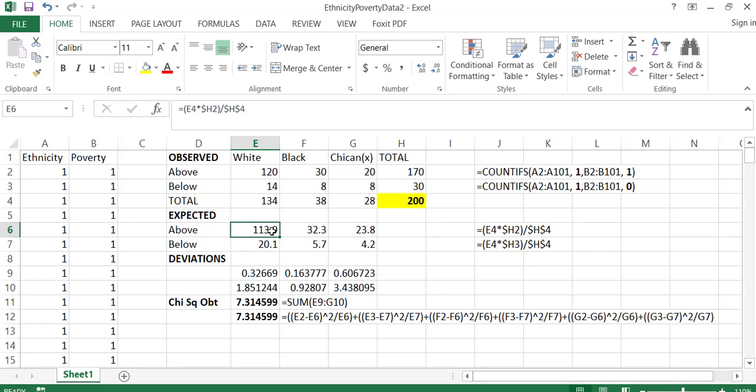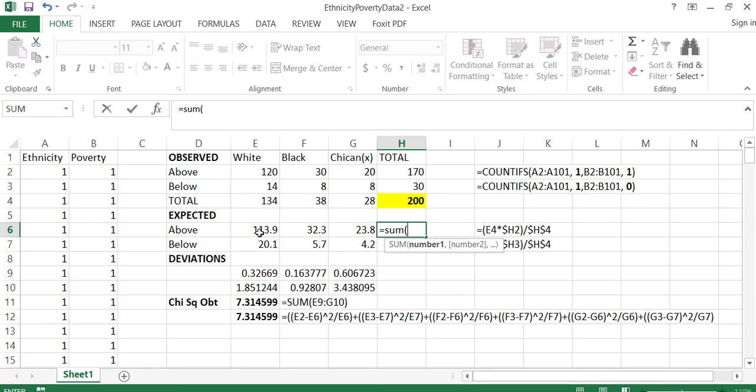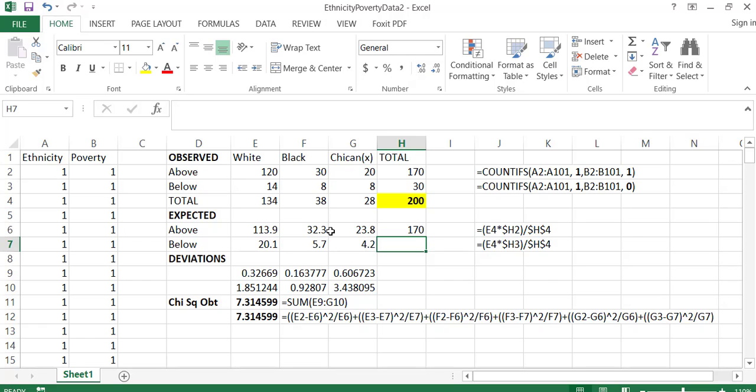Now, the nice thing about copying my code is all of this stays the same. I'm still interested in the row total for above times white divided by the total number of people. All those are in the same place. If I wanted to double check that, the total for this row should still be 170. They've just been distributed differently. So if the 170 people were distributed proportional to the total number of white, total number of black, total number of Chicano, right? This is how it would look.